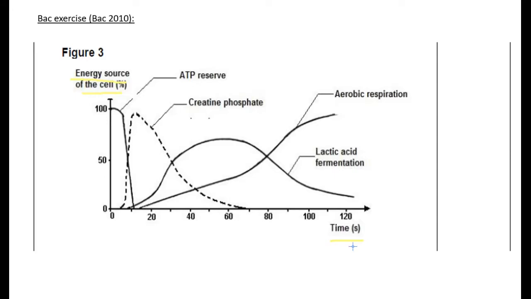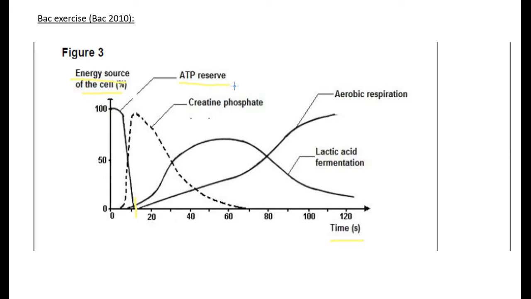So we can see that depending on how long a cell is going to need energy to function, so in the case of a muscle fiber to produce power, it's not going to use the same resources in terms of energy. So you can see that if the effort is less than 15 seconds, in the cell there is an ATP reserve which is going to be directly used. So ATP molecules which are there and which are going to be used.